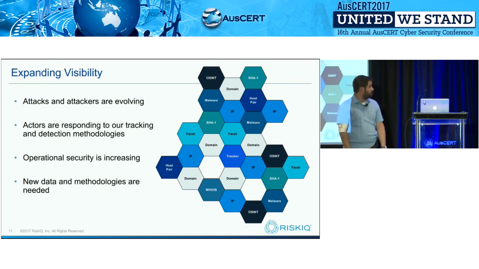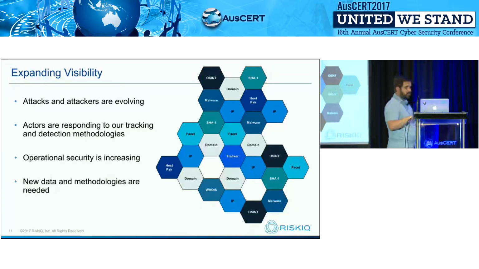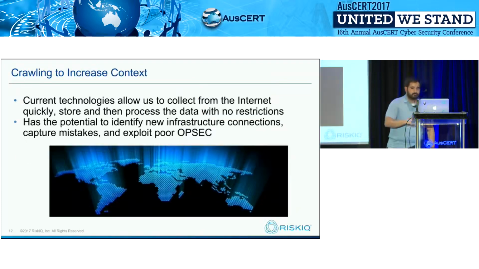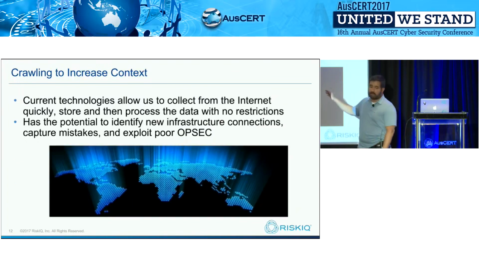We see a lot of actors fully segmenting their infrastructure, so there's no overlap in passive DNS. We need new data to inform our investigations. But the methodology still stands, so we need to expand our visibility. How do we expand that visibility? We do it through crawling.